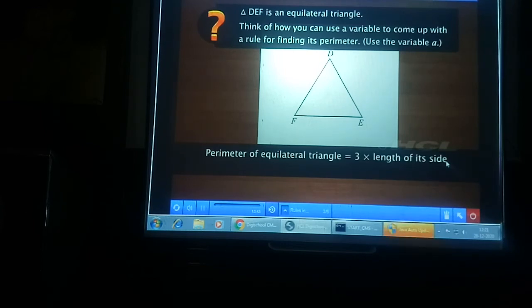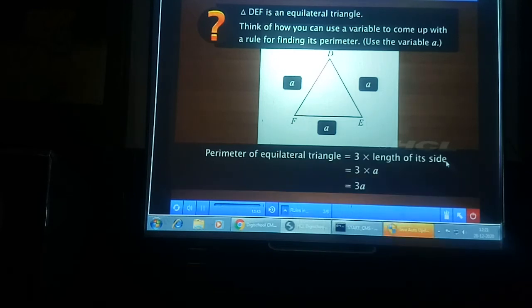The length of one side can be any number and is therefore variable. So, we represent the length with a variable such as a. Thus, in a general way, we can say that the perimeter of an equilateral triangle is 3 times a.